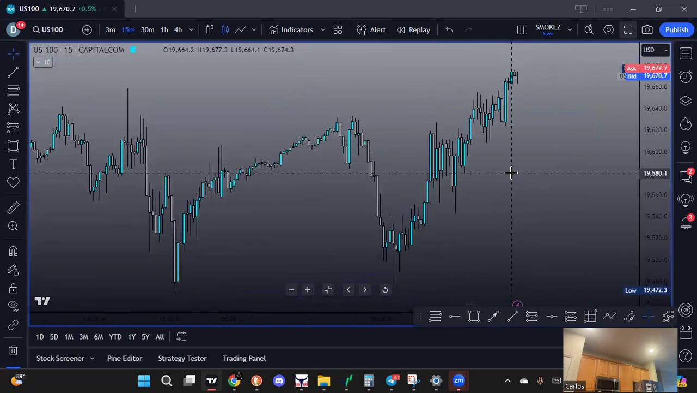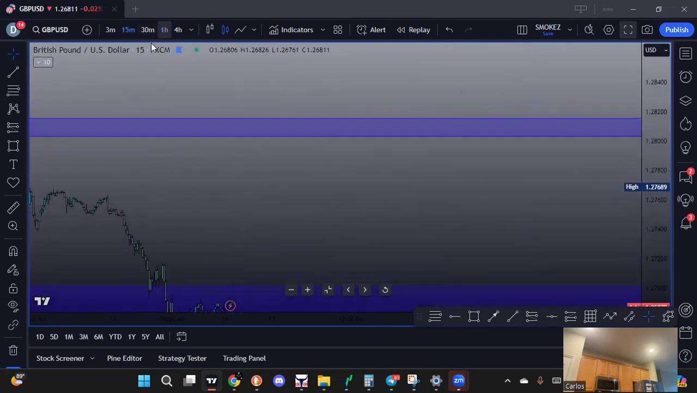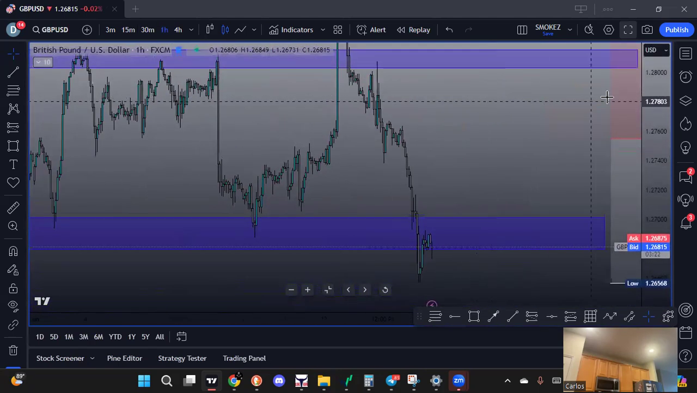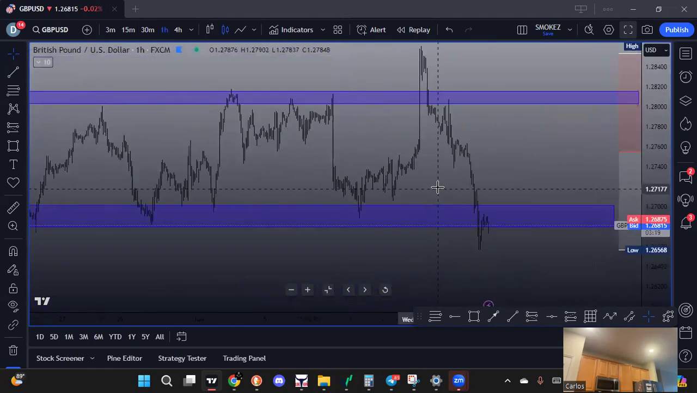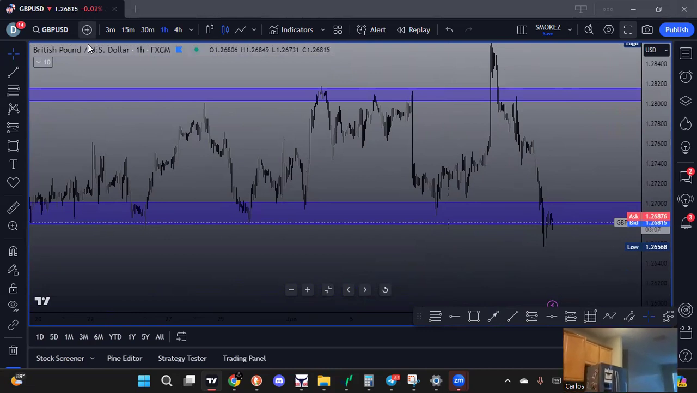Oh, this is one more. This is another one I got. See this? Look at this closely. That's a long supply zone, the demand zone. That's a couple of days, maybe.